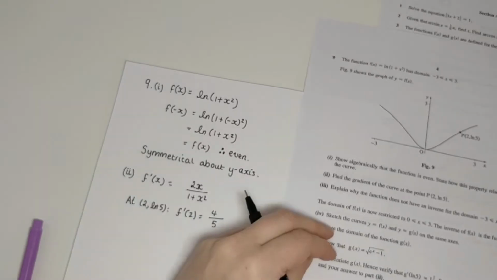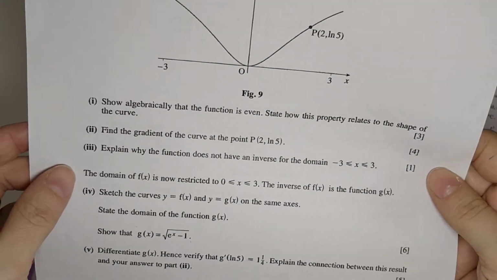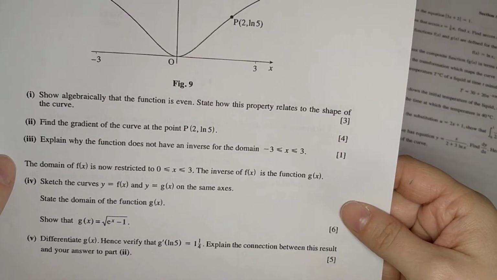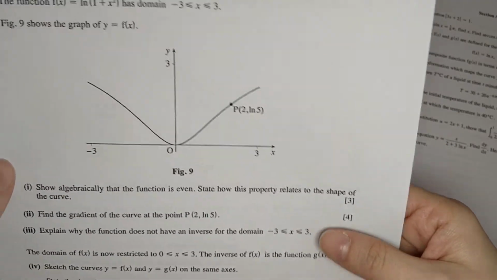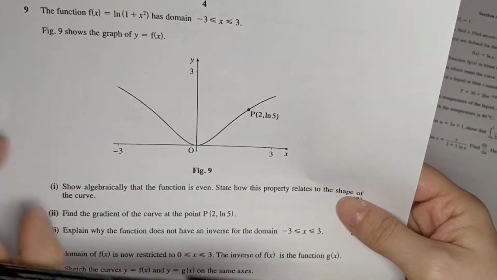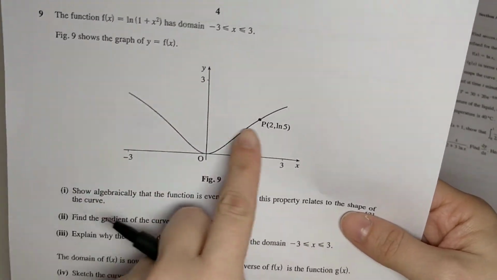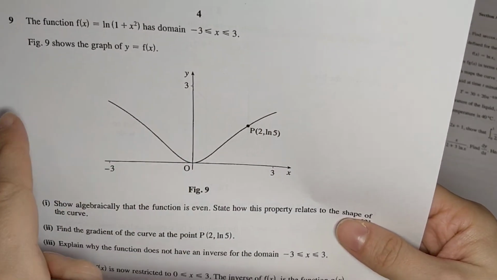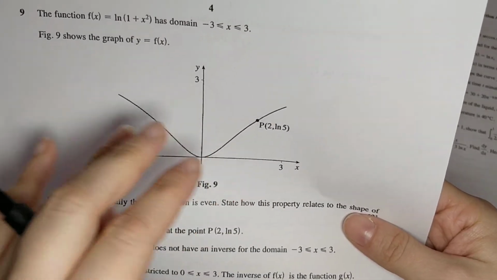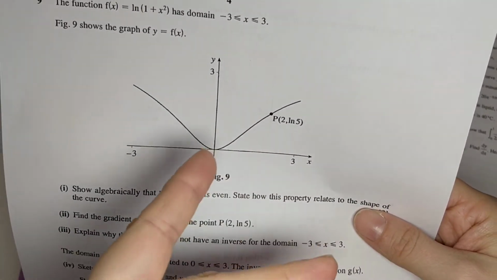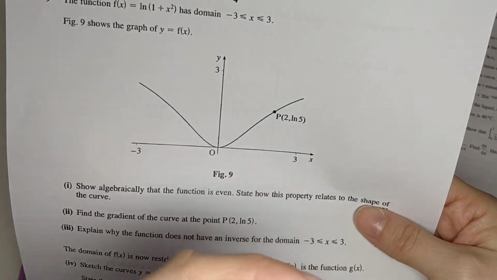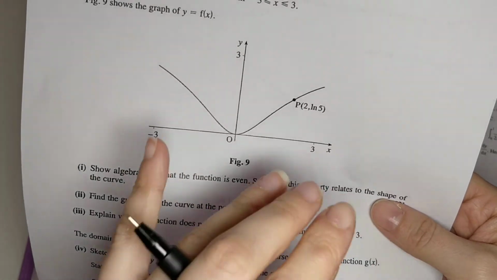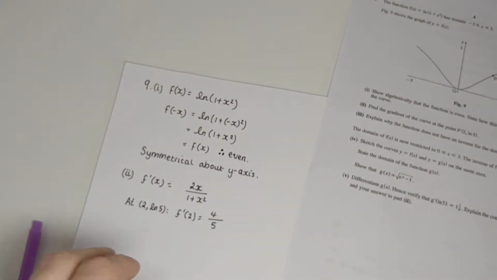Okay, that's quite nice, 4 marks. Explain why the function does not have an inverse for the domain of minus 3 to 3. Okay, well I can see from this picture that this function is a many to one function, and many to one is okay as a function. But if I inverted that, it would be one to many. And if it's one to many, it's not a function, because functions have to be something to one. So I'll just have to say that.